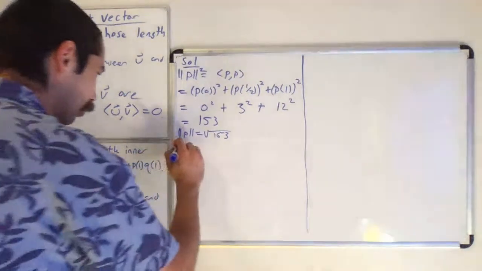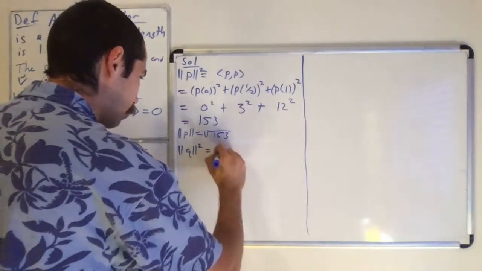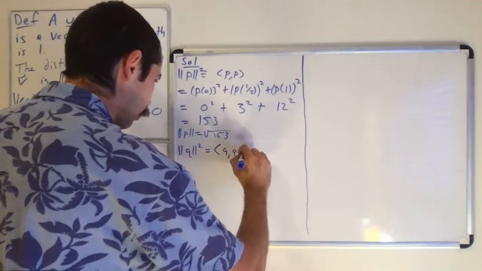Right. Similarly for the magnitude of Q squared, which is Q inner product with itself.